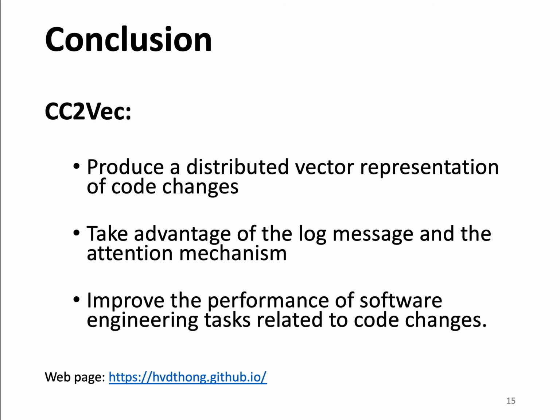In conclusion, in this paper, we present CC2Vec, a deep learning model that can produce a vector representation of the code change. In this model, we take advantage of the log message and the hierarchical attention mechanism in the code change. And we saw that CC2Vec can be used to improve the performance of software engineering problems related to the code change.